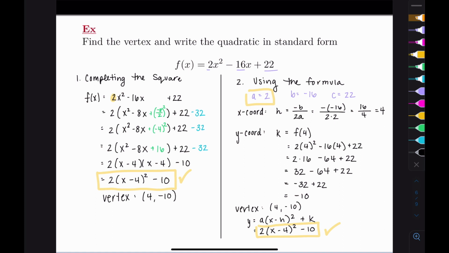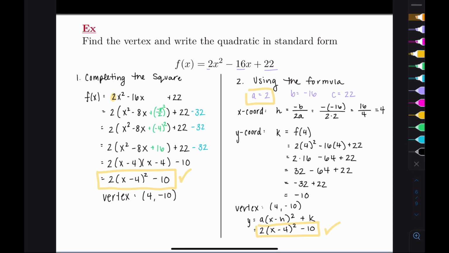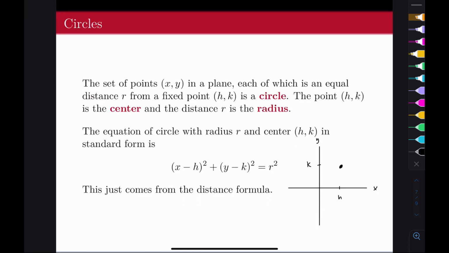I'm not picky with it, but you are going to have to know this completing the square process because it's going to pop up when we deal with circles. So it seems a little silly that circles are in this section because they are a completely different shape, but they fit along the lines of quadratic functions because a circle involves variables squared. That's why they fit together.